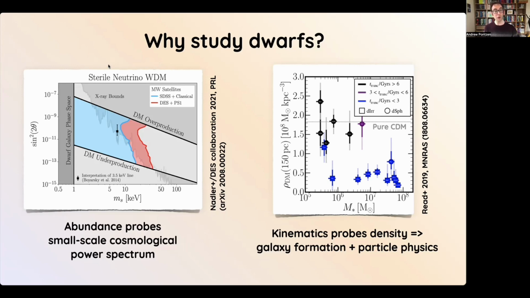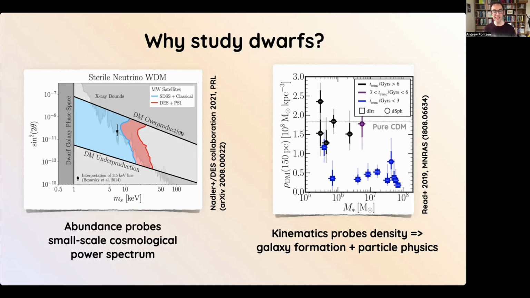So this is a plot from Ethan Nadler and the DES collaboration using the abundance from the DES survey of Milky Way satellites to put constraints on how massive a sterile neutrino candidate for dark matter can be. And as you can see, as you add more and more data to this, so DES and Pan-STARRS in this case, relative to just the SDSS dwarfs, you move to the right in here, you start ruling out larger and larger masses for a warm dark matter particle, and you start ruling out interesting areas of this phase space.